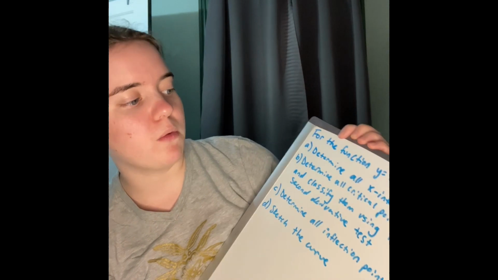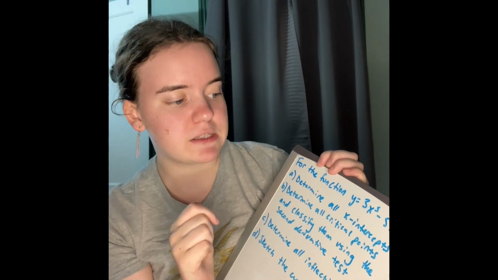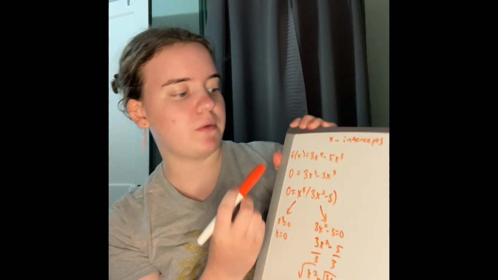So for this example, we have y equals 3x to the power of 5 minus 5x cubed. And basically we determine all x-intercepts, we determine all critical points and classify them using the second derivative test, which I'll show. C, determine all inflection points, and then D, sketch the curve. Let's get into it.